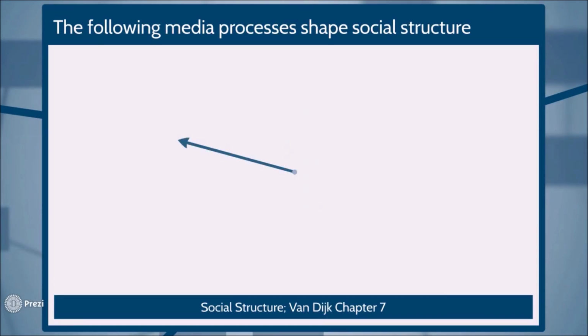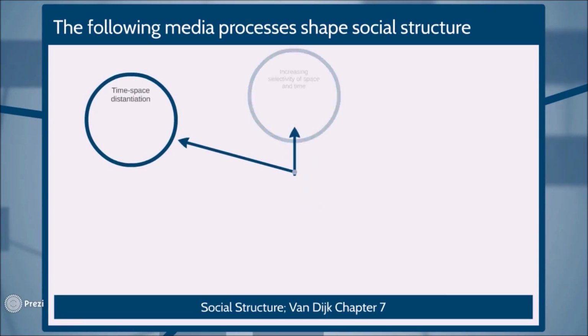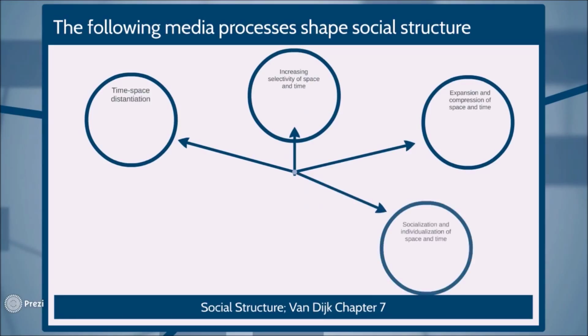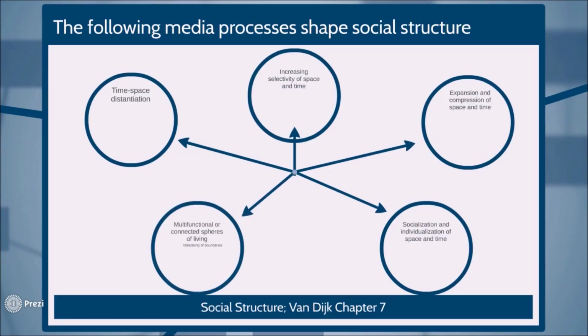The following media processes shape the social structure nowadays. Slide 4. Time-space distanciation, increasing selectivity of space and time, expansion and compression of space and time, socialization and individualization of space and time, multifunctional or connected spheres of living.